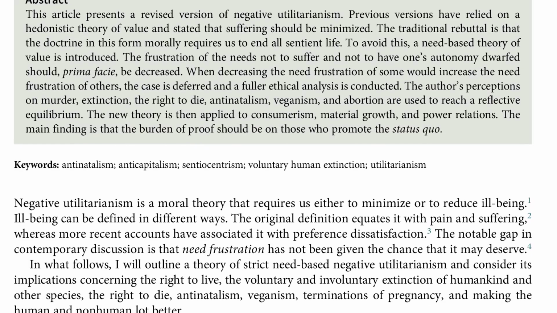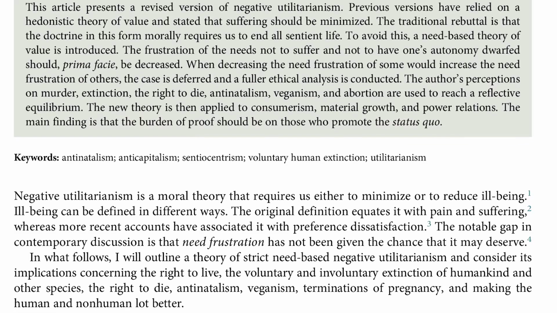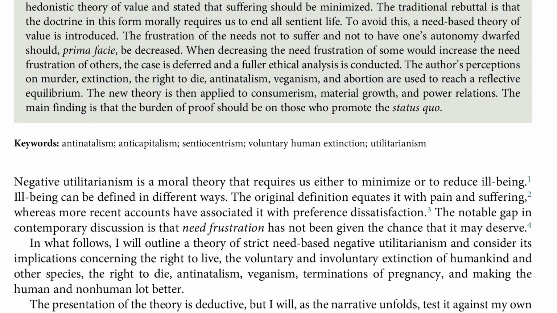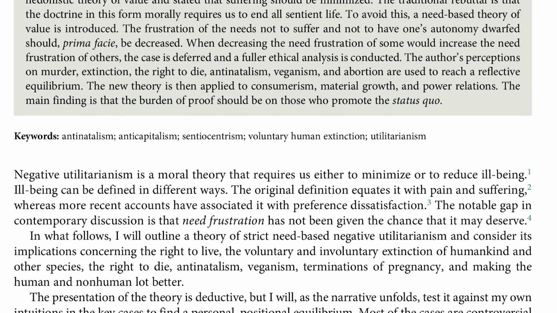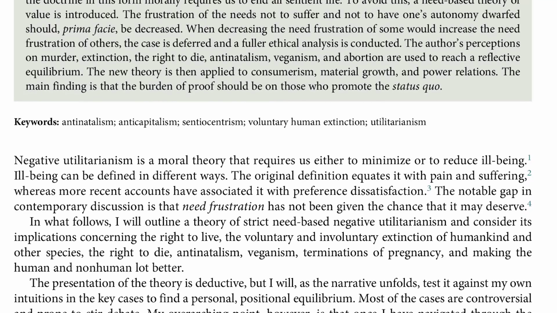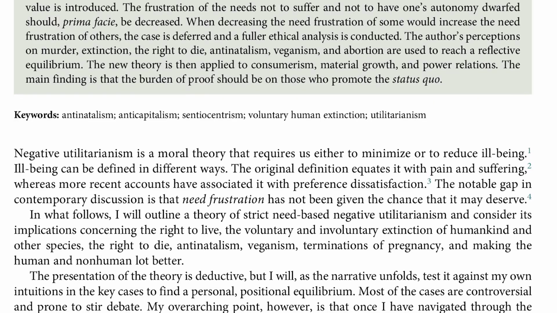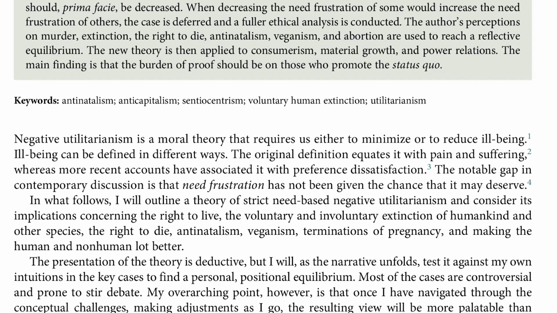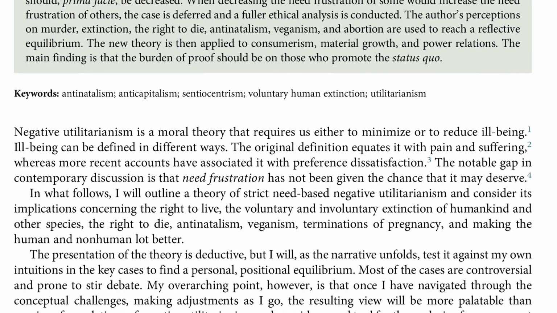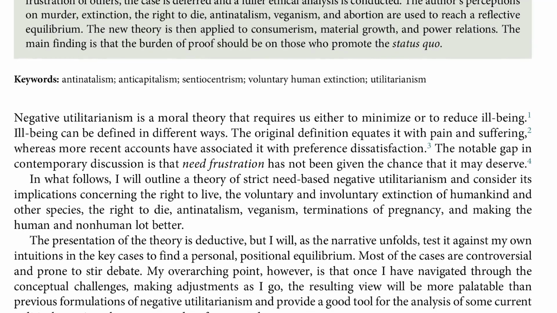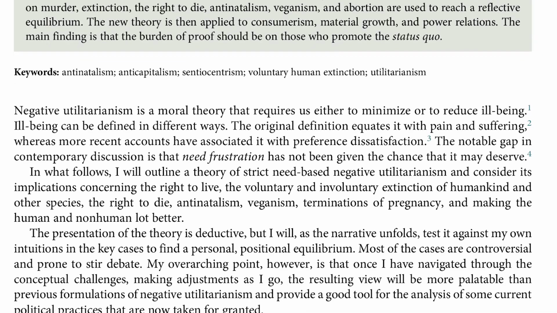Footnote 4. In what follows, I will outline a theory of strict need-based negative utilitarianism and consider its implications concerning the right to live, the voluntary and involuntary extinction of humankind and other species, the right to die, antinatalism, veganism, terminations of pregnancy, and making the human and non-human lot better. The presentation of the theory is deductive, but I will, as the narrative unfolds, test it against my own intuitions in the key cases to find a personal, positional equilibrium.